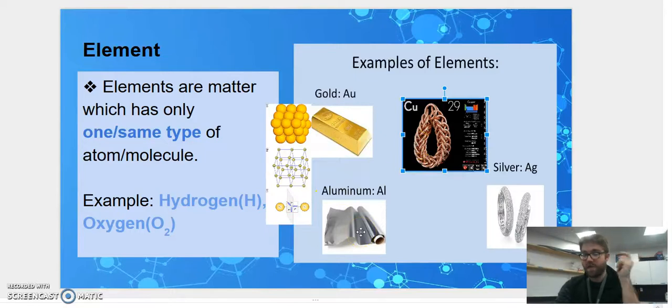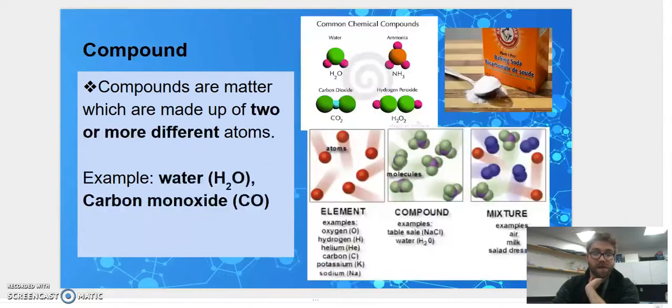Aluminium or aluminum, one type of atom, one type of pure substance. All these things are pure. They're made up of one type of atom. Compounds, on the other hand, are also pure, but they're made up of more than one type of element. For a compound, we have 2 or 3 elements stuck together, and they tend to repeat again and again.